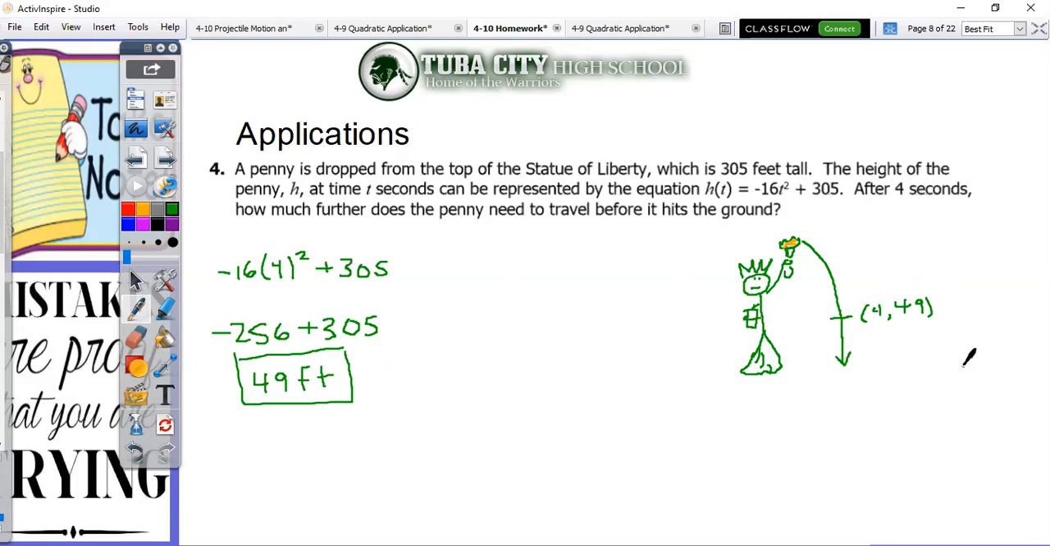All right, now we need to know when it will hit the ground. So how do we know when the penny will impact the ground? We have to set h equal to 0. So h is this outside number here, because again, 0 is the ground. So 0 equals negative 16t squared plus 305, and it says when will it hit the ground? It doesn't say it in here, but we are asking when will it hit the ground?